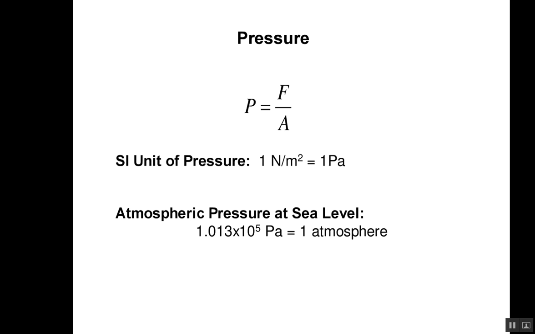And to a rough approximation, an atmospheric pressure at sea level is about 100,000 Pascal, 1 times 10 to the 5th Pascal. There's a more precise definition, but there you go.